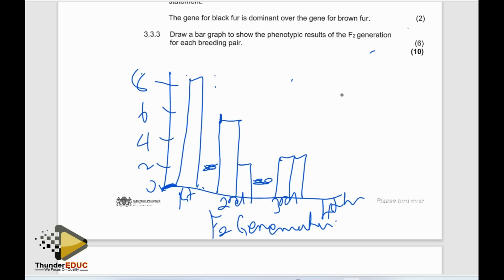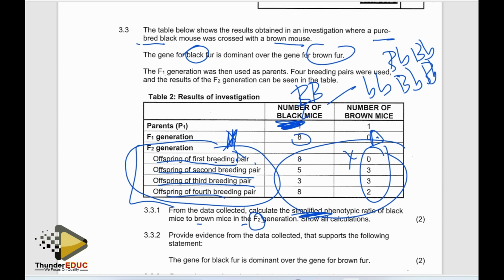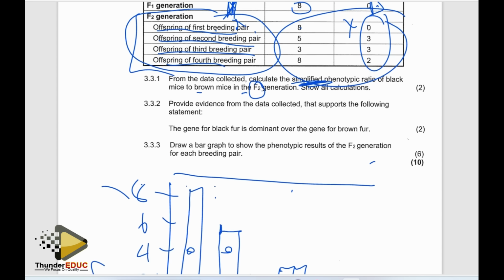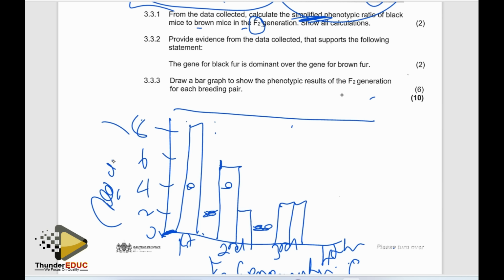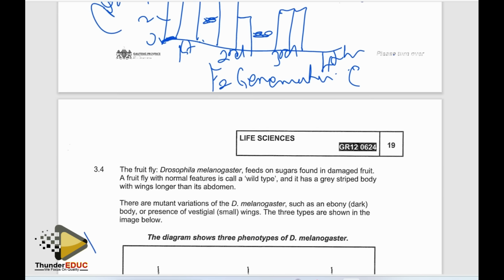This and this must be the same size. You put the caption there, you put the unit if it's needed. Here you're supposed to write number of mice, in bracket black and brown. So basically that's what you're supposed to look for. And then here we're going to say title, type of graph, scale, labeling axis, all those things. Then we keep giving you marks. But basically that's the bar graph they are looking for.